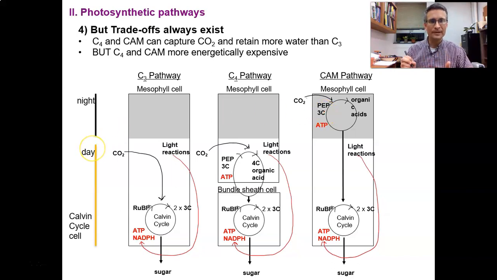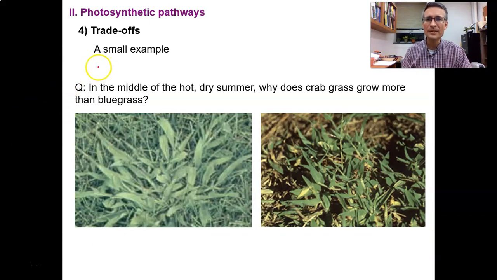Let's end by thinking about how these trade-offs between our pathways, C4 and CAM on one hand versus C3 on the other, might be impacted at different scales. Let's see how these trade-offs play out. Let's start with trade-offs at a small scale. This is a trade-off and an example that we can see right here around us, midsummer into the late summer, even into the fall.